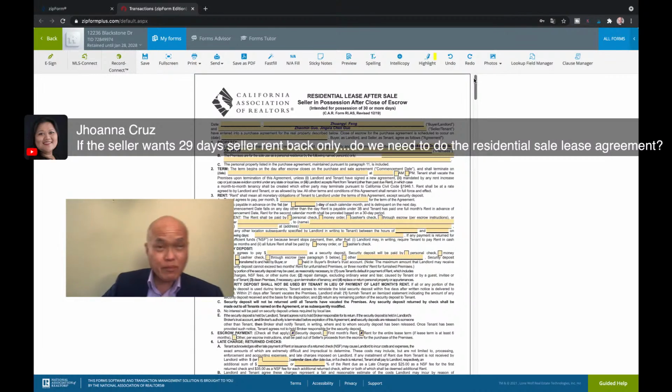Okay, this is the entire package that you would do for a situation where the rent back is 30 days or longer. It is really no different than signing a lease with the tenant. The only difference is that the name of the form is different. It's not called residential lease anymore. It's called residential lease after sale.